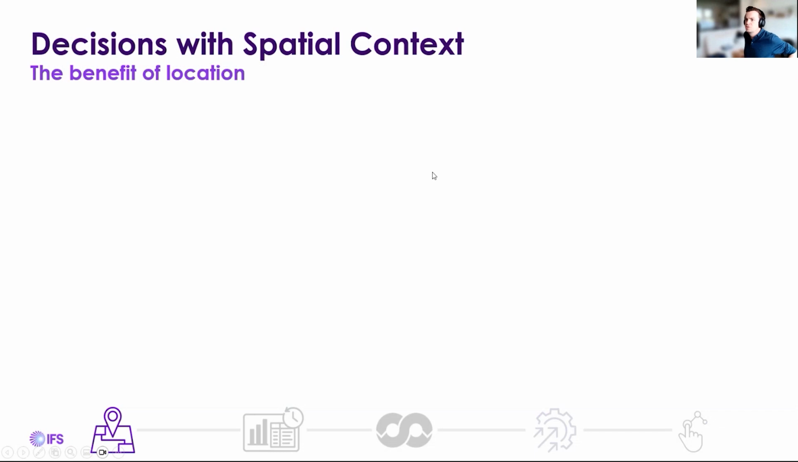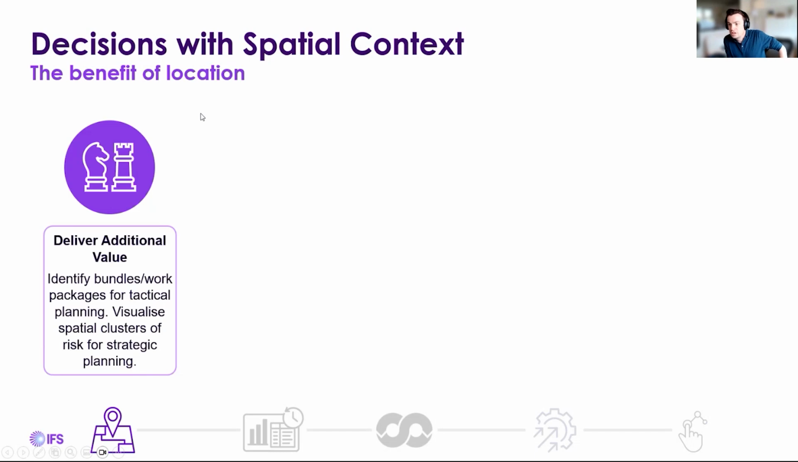So decisions within a spatial context, what is the benefit of that? Well, for one, we can deliver additional value. So identifying bundles or work packages for tactical planning purposes, and visualize spatial clusters of risk for strategic planning. And this is one of the capabilities as part of our interactive GIS module. Those assets don't live in tables, they exist in space and time. And that interactive GIS capability brings us into the strategy and planning world.